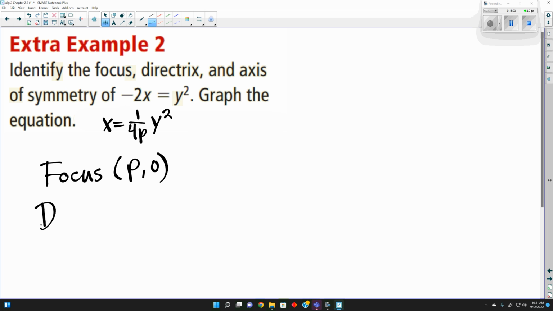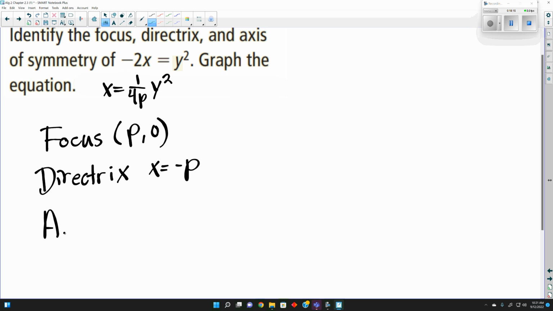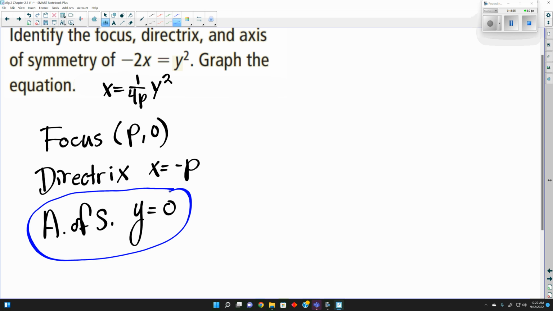Our directrix is the equation x is equal to -p. And the axis of symmetry is the equation y is equal to 0. And again, all of these are based off the fact that the vertex is the point 0, 0. We already have the axis of symmetry done. Now we just need to find the focus and the directrix.